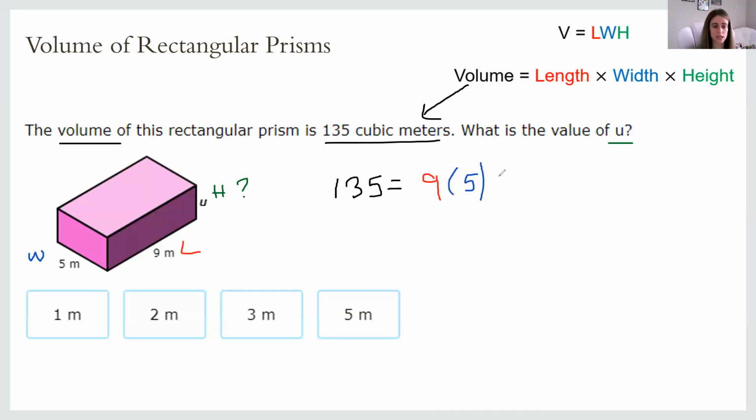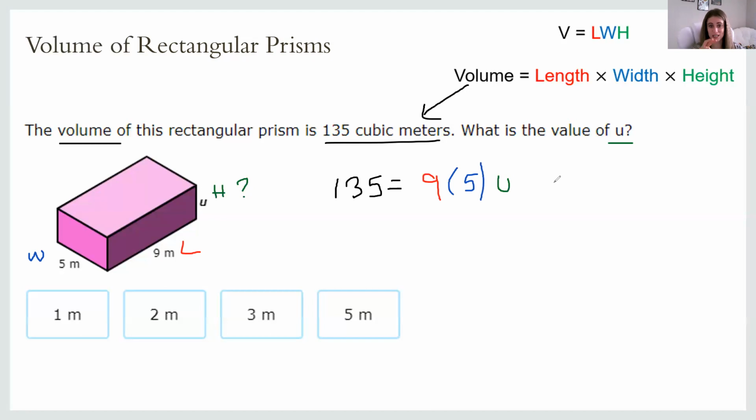And the height is a variable u, because we're trying to find it. Now, what we can do here is we have an equation that we can solve. We have an equation with one variable that we need to get by itself. We've got to figure out what that u stands for. So first thing we always want to do is see if there's any simplification that needs to happen. In this case, I do have some.